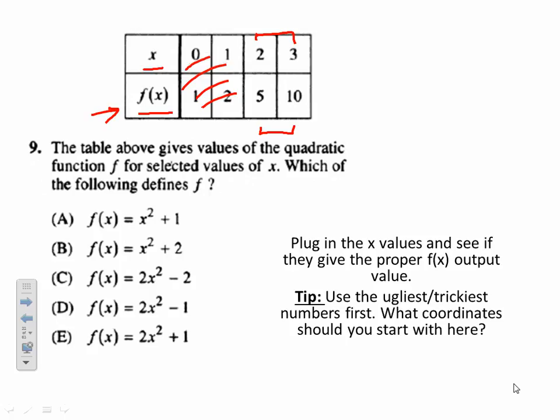Okay, so let's try that. So if we put in 2 as x, let's see what happens in the first equation. We get 2 squared plus 1, which gives us 5. So that works for this first one. Let's see what happens when we plug in 3 as x and see if it gives us 10 as our f of x. Okay, so we'd get 3 squared plus 1, which would give us 10. So this actually works for both of those.